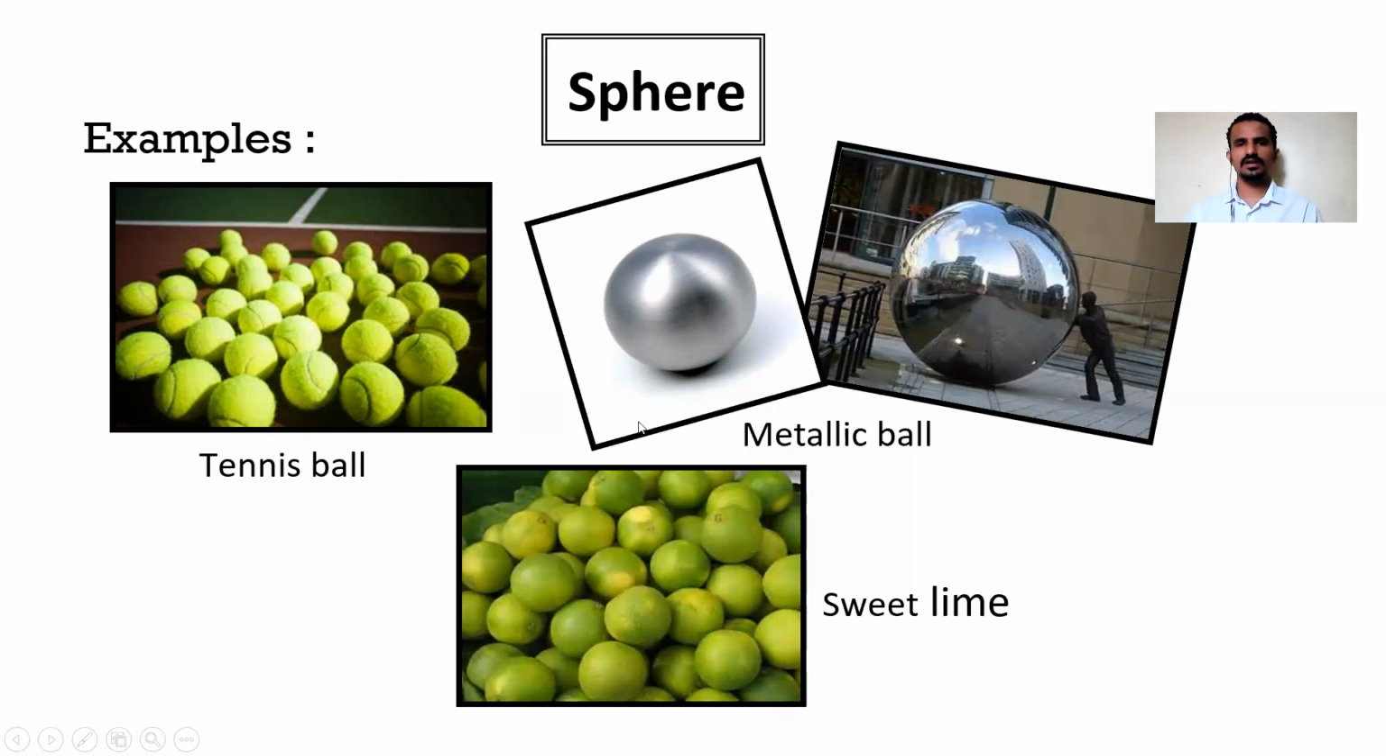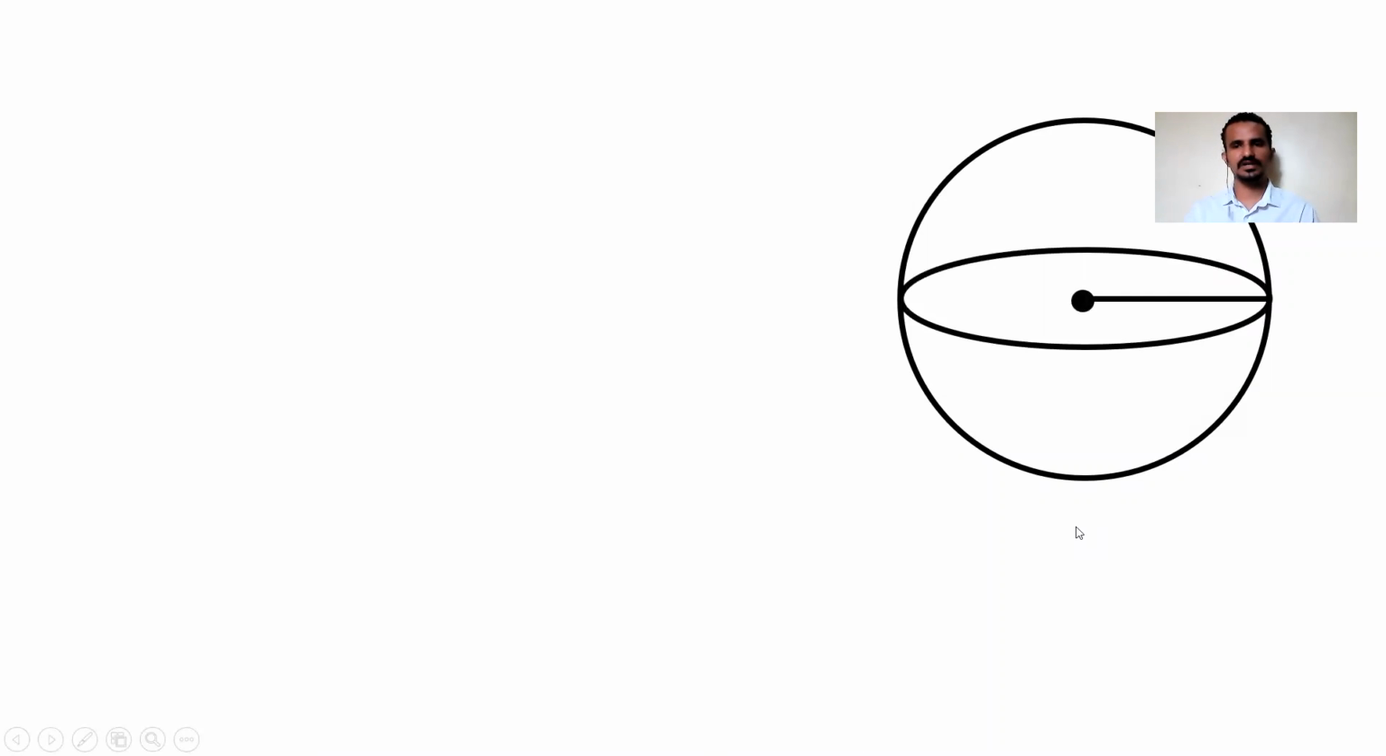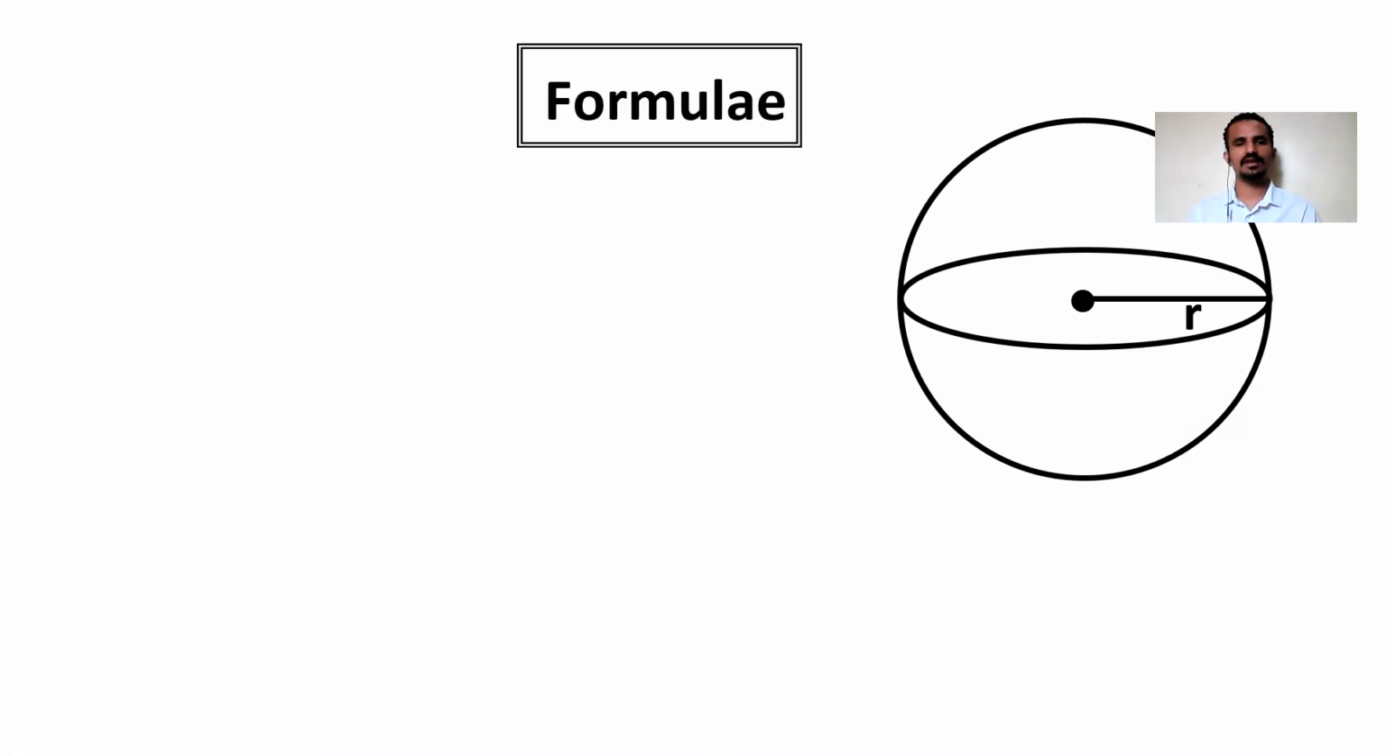Fine. So let us understand the geometrical shape of this. We have a sphere, something like this. It's a solid. It's not just a circle, it's a solid object. It will have a center and it will have a radius. Now the first thing I want you to understand is the number of surfaces.